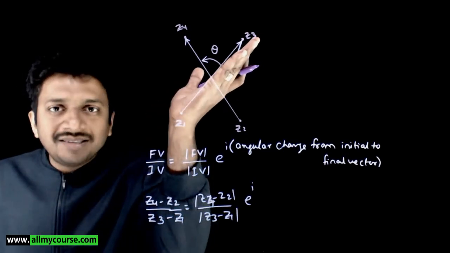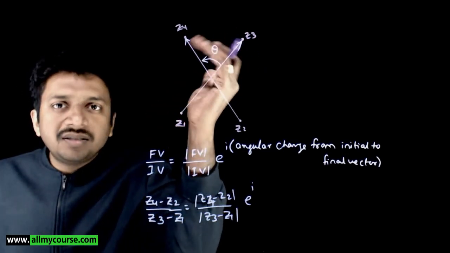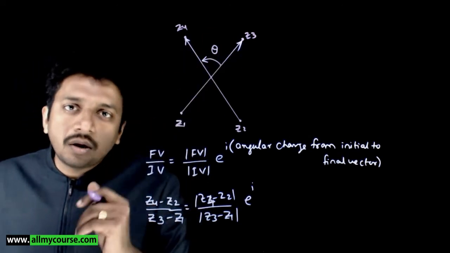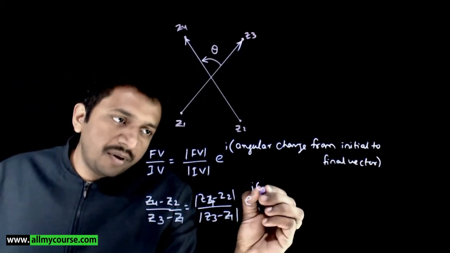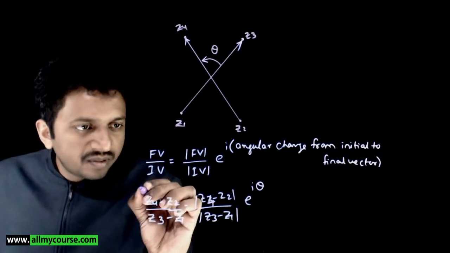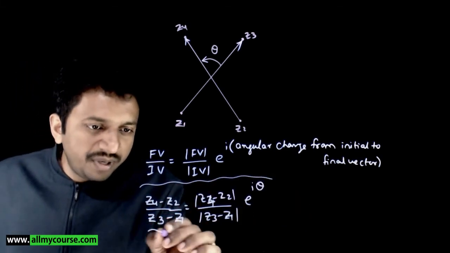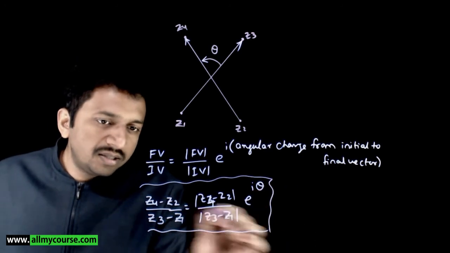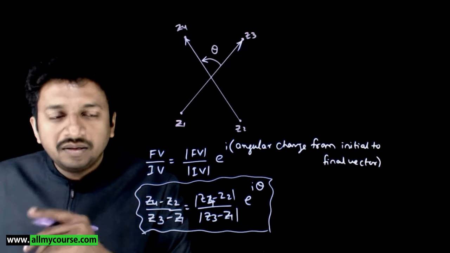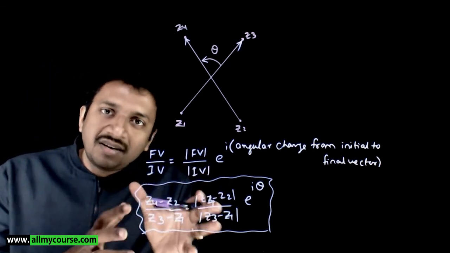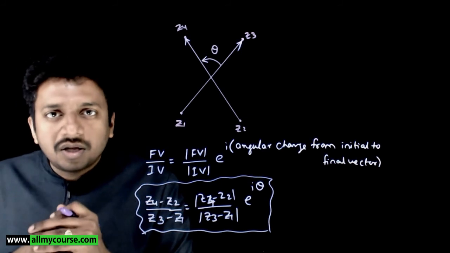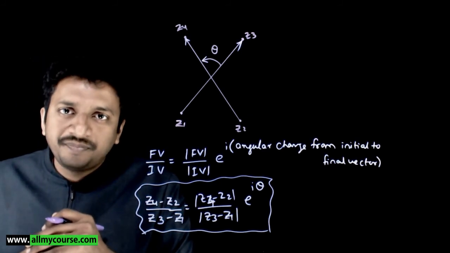So the initial vector is in this direction, the final vector is in this direction. So you have rotated through an angle theta in the counterclockwise direction. So you have e power i theta. So this will be the relation between z1, z2, z3 and z4. So once you can write this relation, that means you are well versed in the concept of the rotation theorem. Thank you.